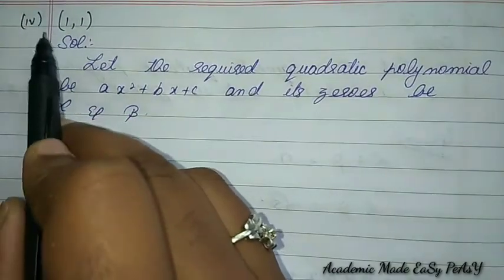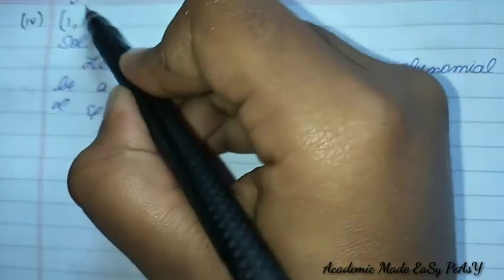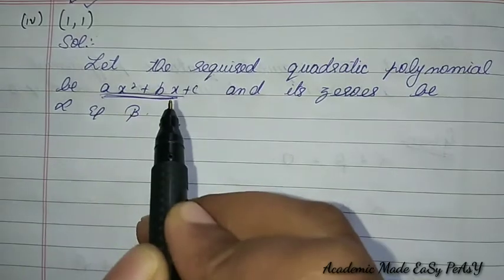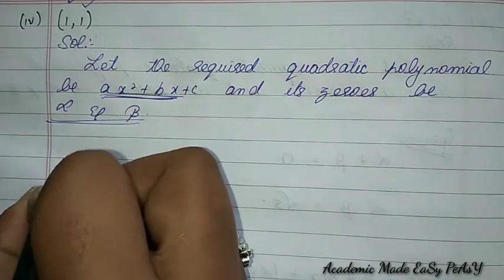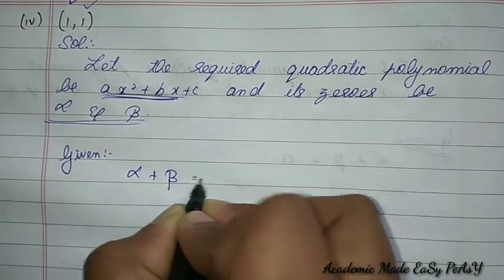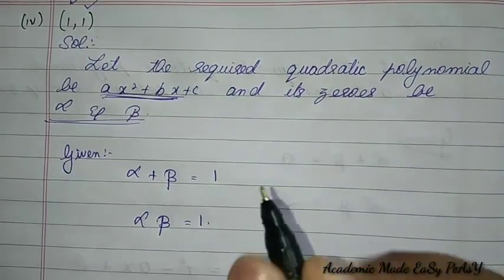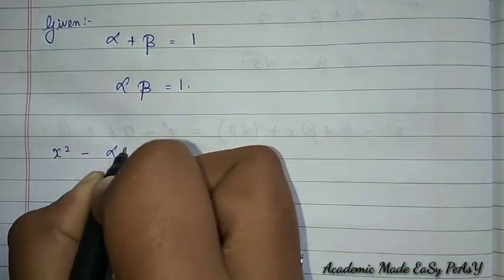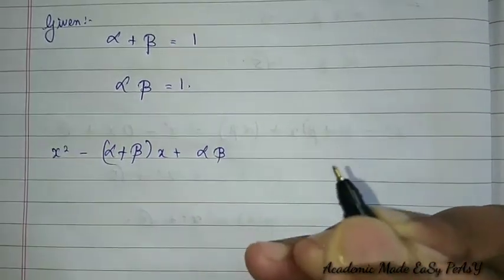So subdivision 4, here also two values are given. This is the sum of zeros and this will be the product of zeros. So this is the general form of any quadratic polynomial and these are the zeros of the polynomial. So I will write what is given. So given alpha plus beta is equal to 1 and alpha into beta is also equal to 1. So now what is the general form? x square minus (alpha plus beta) into x plus alpha into beta. This is the general form, isn't it?